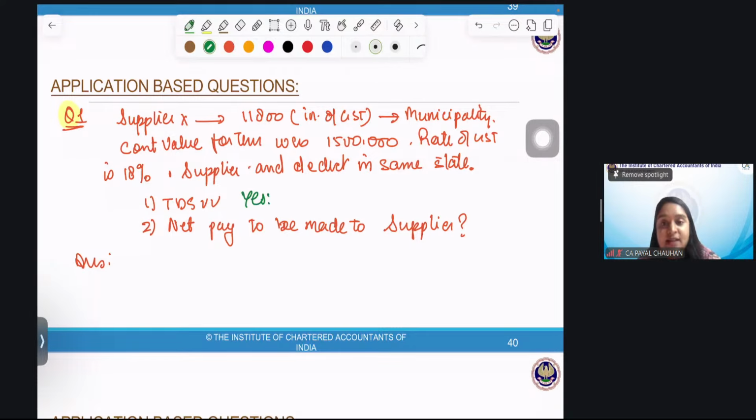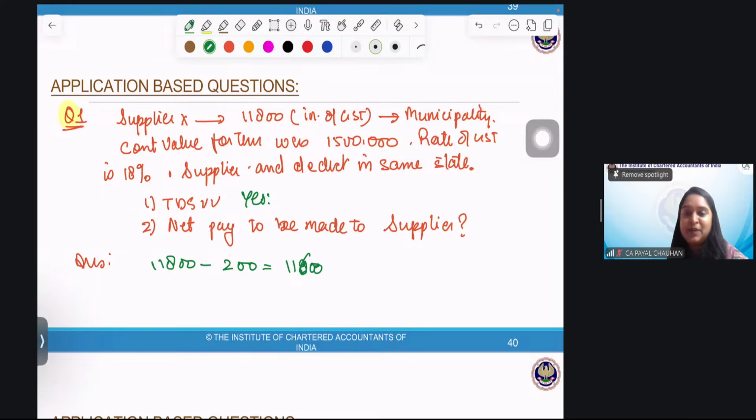Yes. Now, second, give me the answer. What is the amount to be paid to the supplier? Can I say 11,800 minus 200? Something like this? 1,800 will be there. Shall we solve it? 11,600.